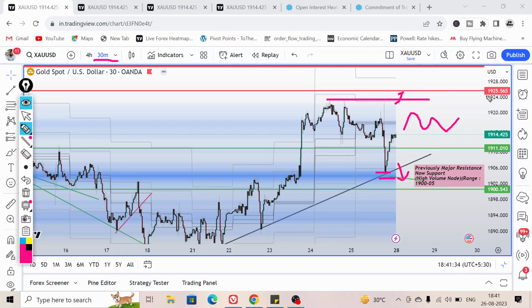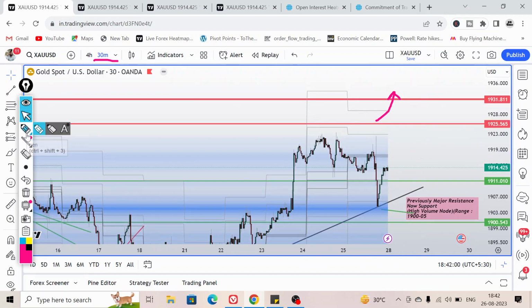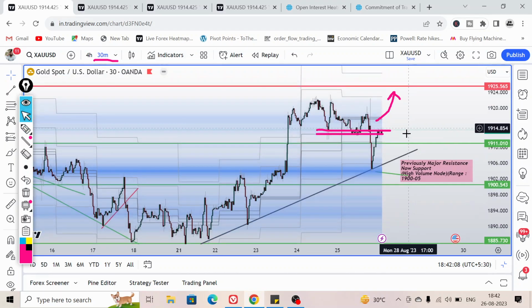But the immediate resistance is 1925, which is also a resistance on quarters theory. So better we wait for it to break out of the 1925 level, then we can look for some buying opportunity toward the next resistance, which is around 1935 on the Fibonacci level. Buying is possible only if price breaks above this. And if price breaks down near this level, then we can look for the sell opportunity.